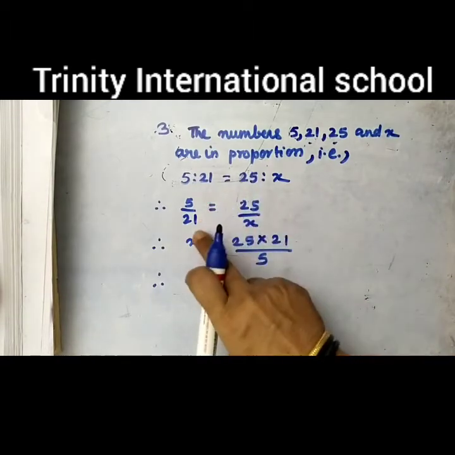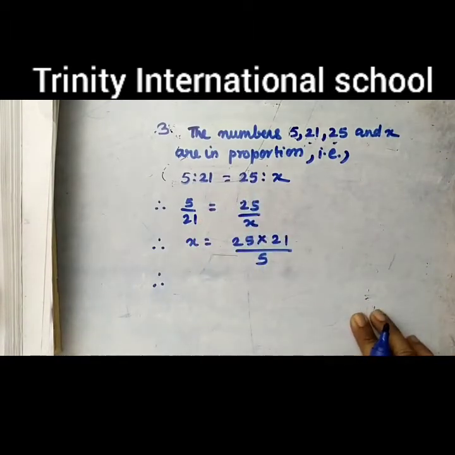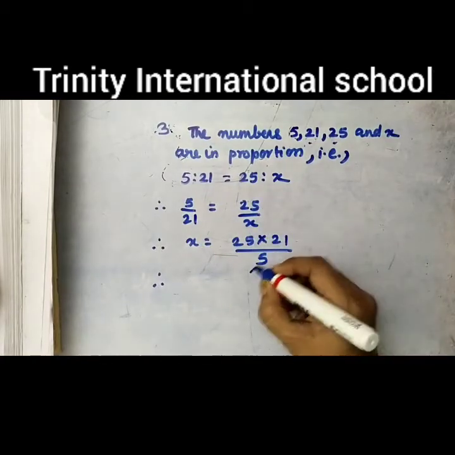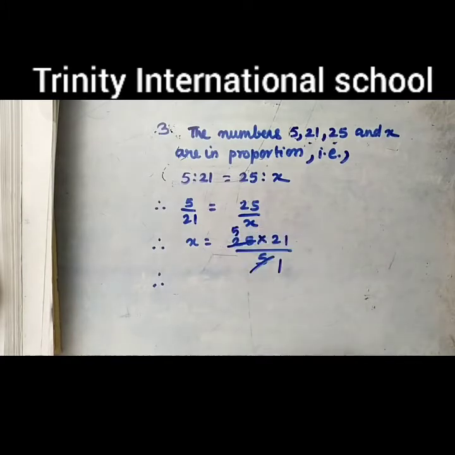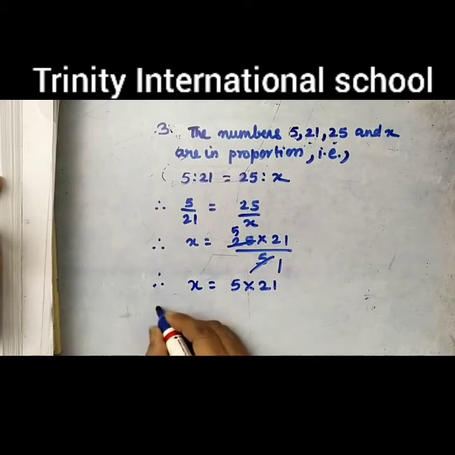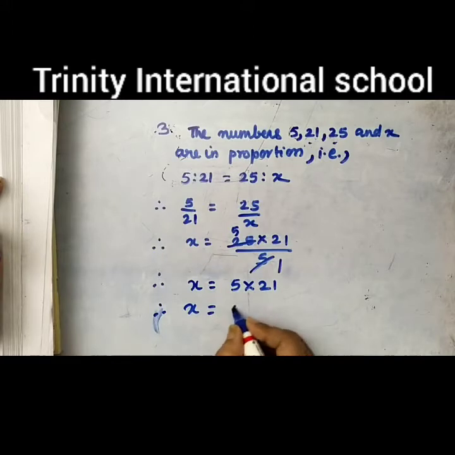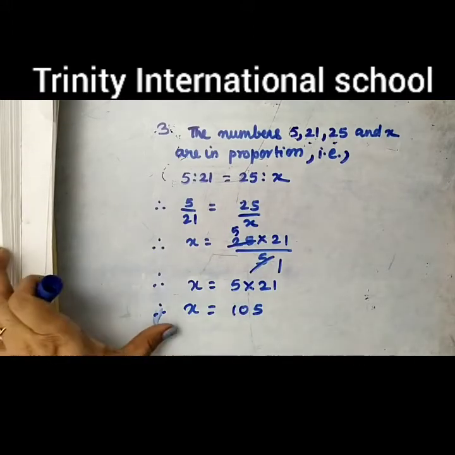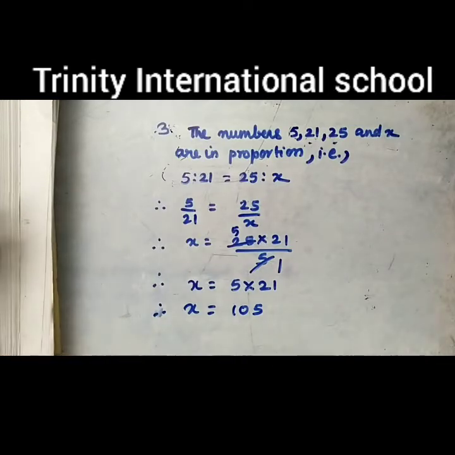Now this can be written in fractional form: 5 upon 21 is equal to 25 upon x. Now go for cross multiplication, and here you can see x is 25 multiplied by 21 upon 5. So 5 ones are 5, 5 fives are 25. So here you have 5 into 21. So now x is 105. Okay, so this way you need to go for your calculations.